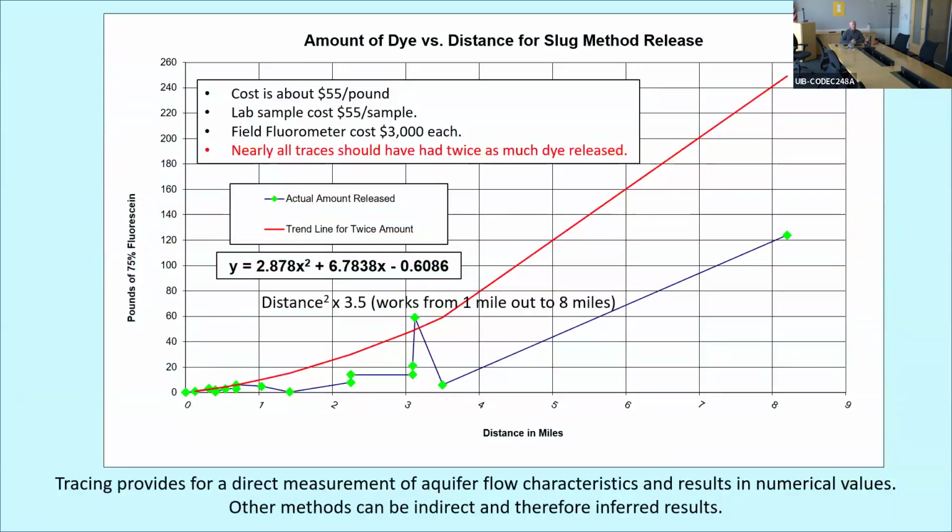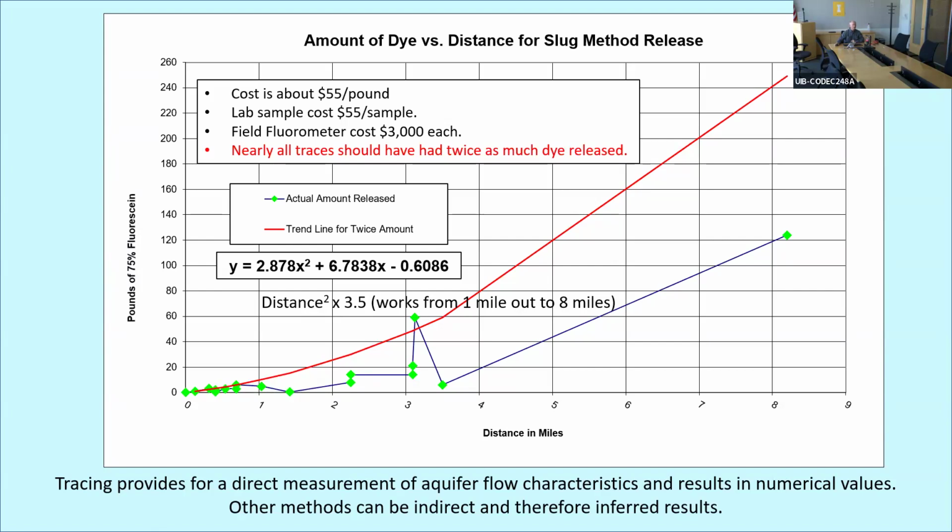So this is a plot. This is what everybody asks when they want to do a dye trace: how much dye do we use? And for this type of aquifer, basalt aquifer, fractured basalt, the actual amount of dye we used for the distance of the trace is shown in these green symbol line at the lower part.